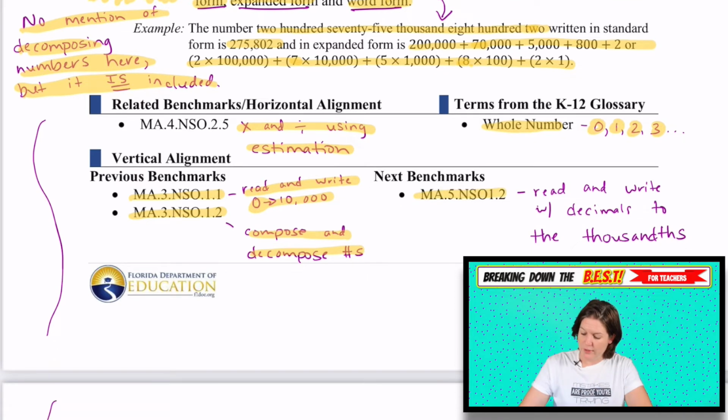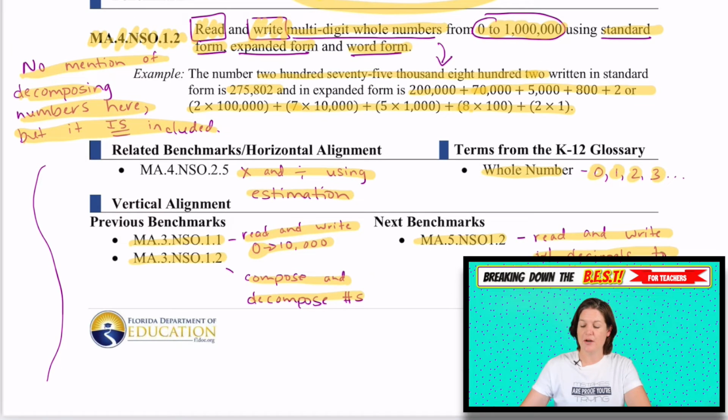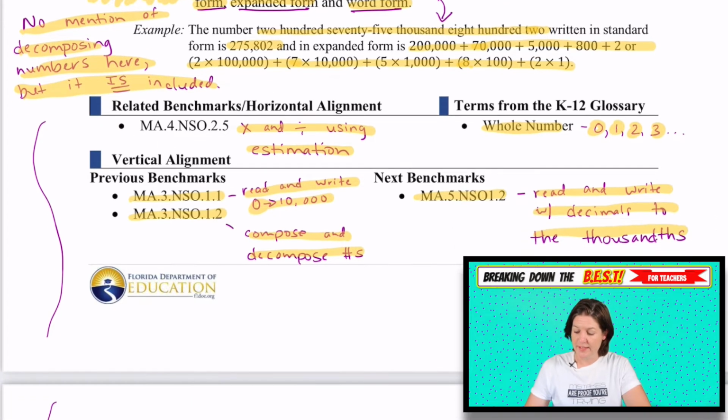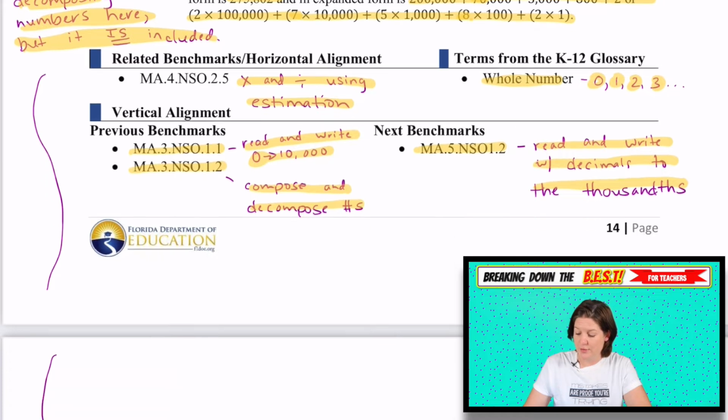And then in 5th grade, where are they going? They will be reading and writing numbers with decimals to the thousandths, very similarly to how we're doing it in 4th grade, just we'll have decimals. So this is important that they get it now, because if they nail it this year, when they get to 5th grade, the only new thing will be that they're using it with a different place value. They can apply these same patterns to the decimal numbers to the thousandths.